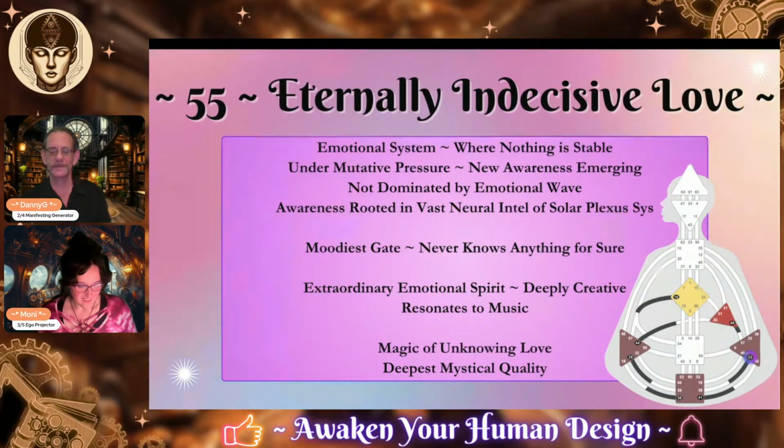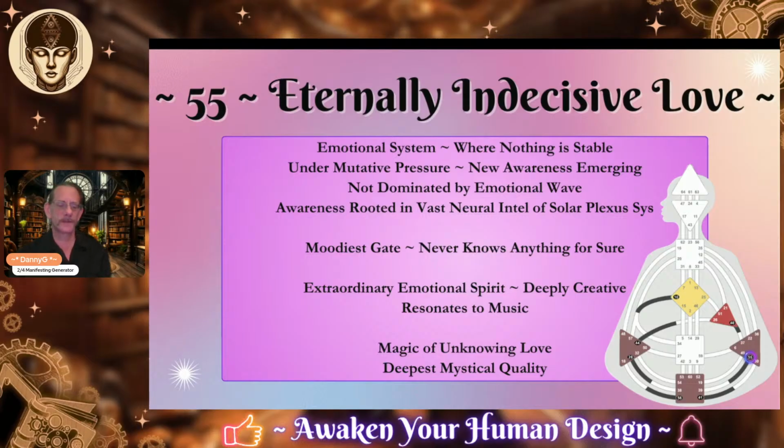Finally, this is our last gate of love. This is gate 55, eternally indecisive love. So, this is part of the emotional system where nothing is stable, right? It's always on a wave and it's under mutative pressure. Gate 55 is because there's a new awareness emerging that's not dominated by the emotional wave. It's awareness rooted in the vast neural intelligence of the solar plexus system. This is the moodiest gate that never knows anything for sure. This is an extraordinary emotional spirit that's deeply creative and it resonates to music. This is the magic of unknowing love, which is the deepest mystical quality.